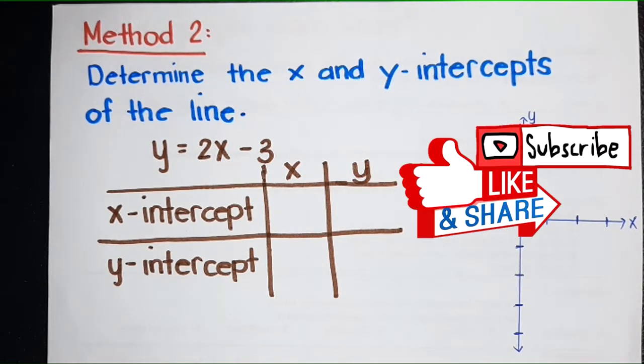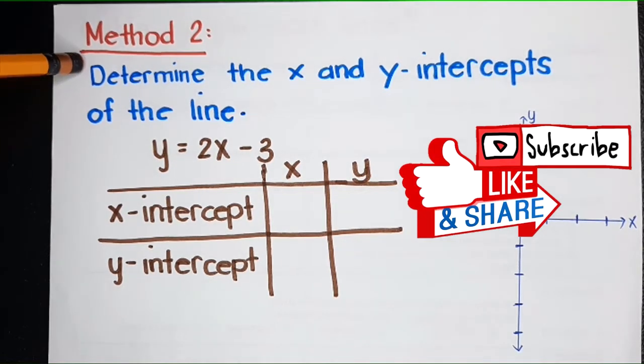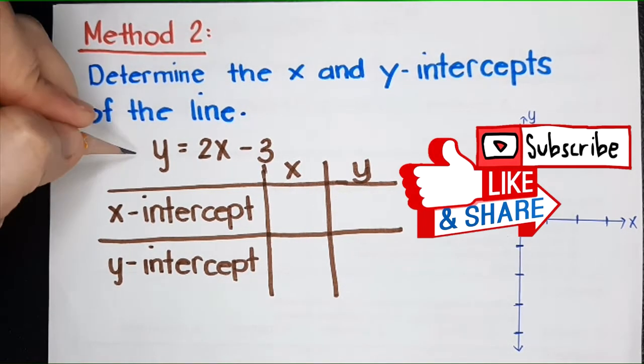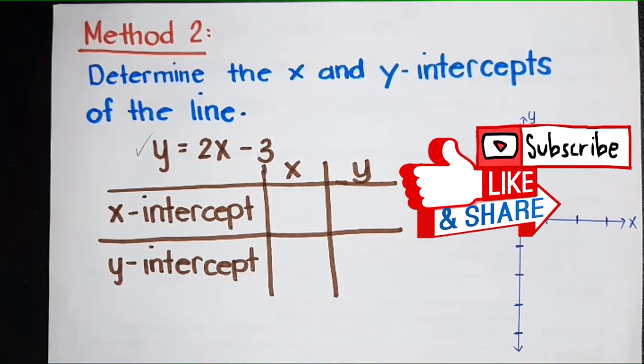Okay, so this is the second method that you may want to use to graph a line. Actually, medyo similar ito sa method number 1. Okay, for me, this one is easier than method number 1. Okay, sabi dito sa method number 2, you determine the x and y intercepts of the line. So again, we have the same line, y equals 2x minus 3. Of course, we expect the same line. Kasi parehas lang naman yung i-graph natin. Ibang method nga lang ang gagamitin natin.